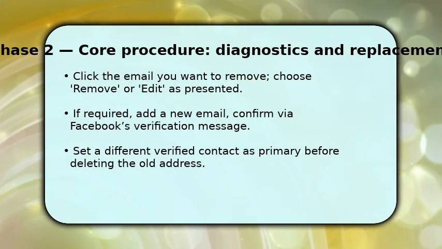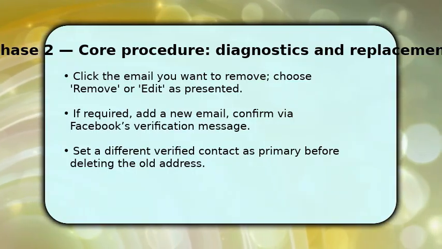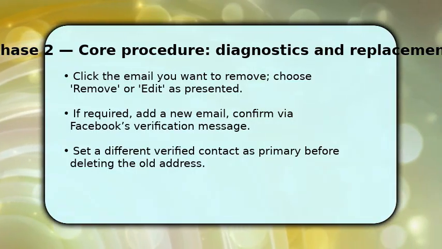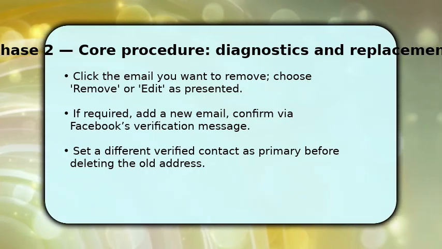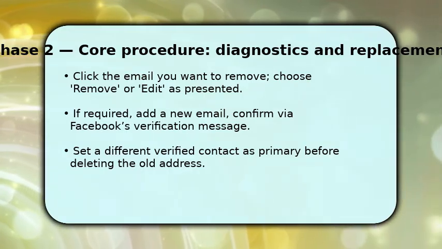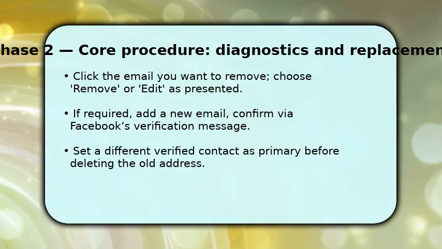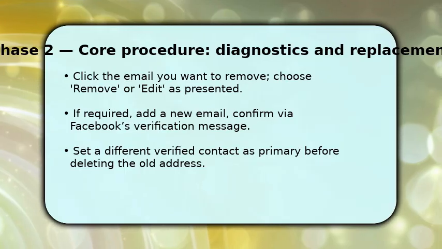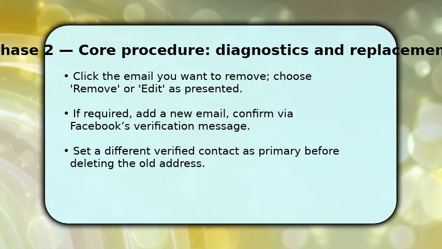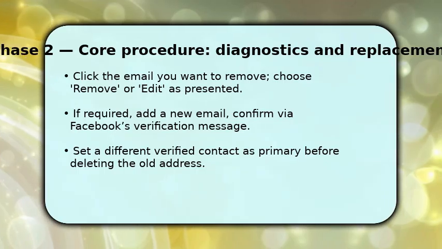You now handle the removal itself. Click the email entry in Contact Info and choose Remove or Edit depending on the interface. If Facebook forces you to keep a primary contact, add a new email or phone first and confirm it via the verification message. That step ensures the platform accepts the change.